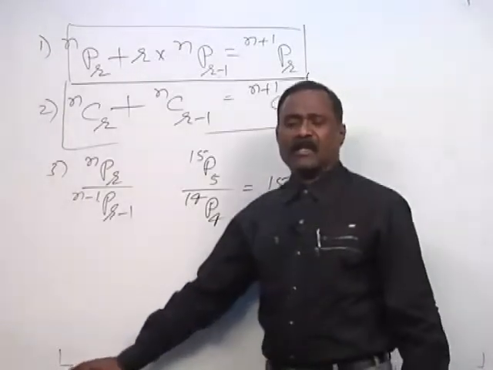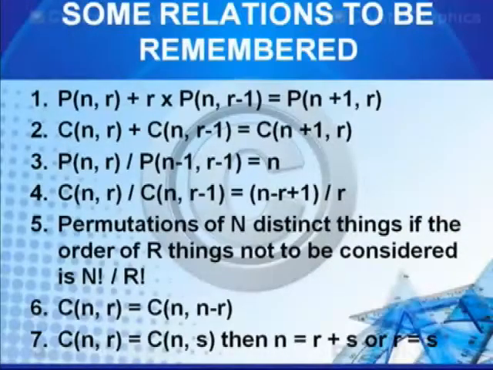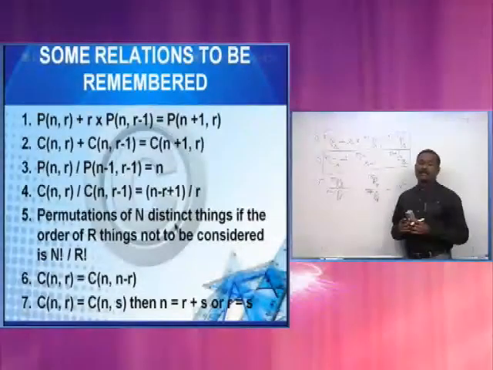You can understand that. Next one also similarly, nCr upon nCr-1. Fourth one, nCr upon nCr-1 is equal to (n-r+1) upon r. Simplify that, you'll be understanding that. Permutations of n distinct things, very important one.